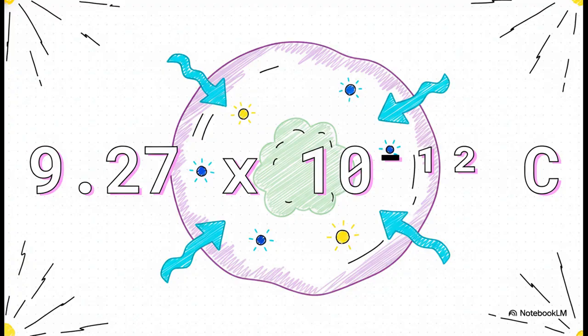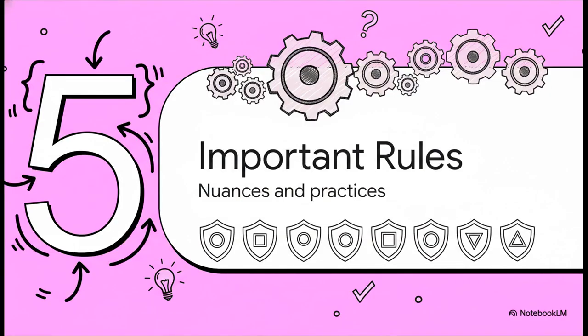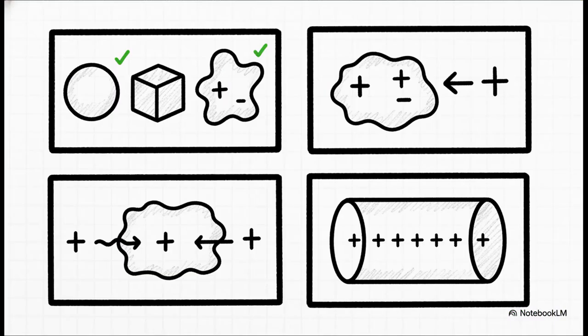How cool is that? So this law is obviously super useful, but like any powerful tool, there are a few important rules of the road that we need to follow to make sure we're using it correctly. Let's run through these real quick. First, remember, this law works for any closed surface you can dream up. Second, Q is the net charge. That means you add up all the positives and subtract all the negatives inside.